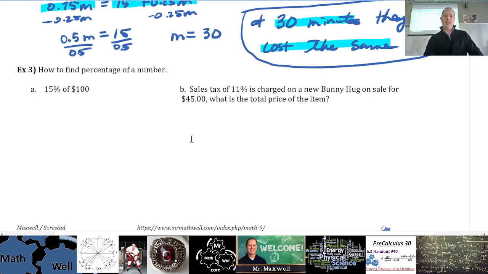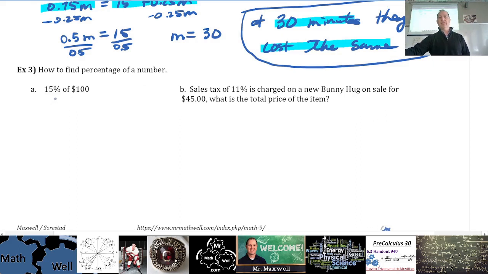All right, let's take a look at example 3. In this chapter, in this section especially, when we're talking about these kinds of linear equations, some of the word problems talk about sales or taxes. So you're going to have to find the percent of a number. And so I just want to do a couple questions just to kind of remind you how to do that. So how do you find a percent of a number?